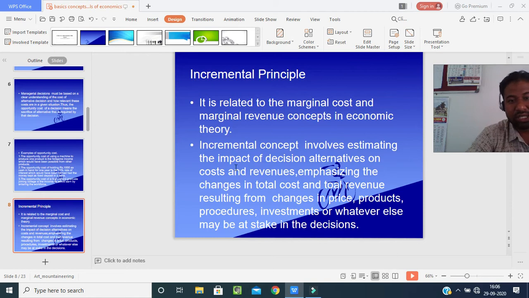Now we'll go for the second term, that is the incremental principle. What does it mean? The incremental principle is related to the marginal cost and marginal revenue concept in economic theory. The incremental concept involves estimating the impact of decision alternatives on cost and revenues, emphasizing the changes in total cost and total revenue resulting from changes in price, products, procedures, investment, or whatever else may be at stake in the decisions.